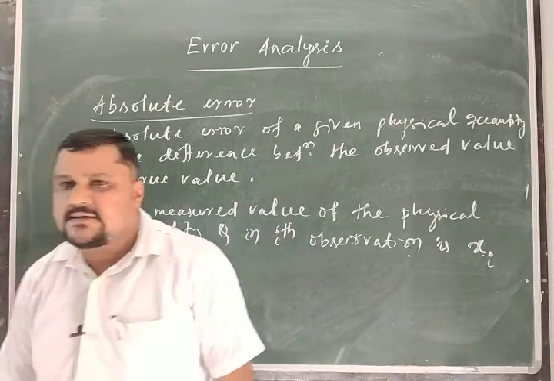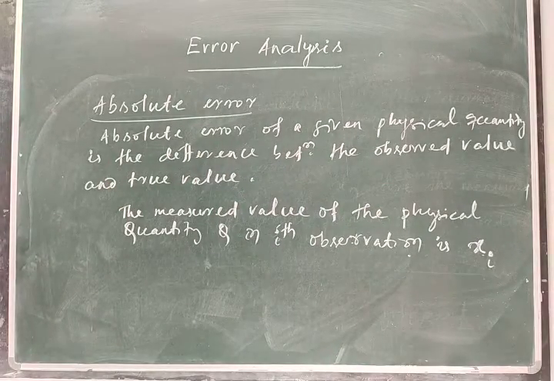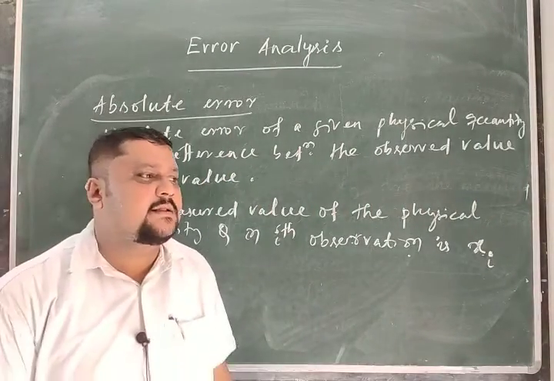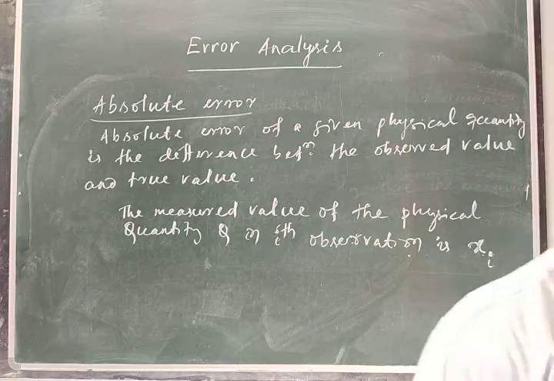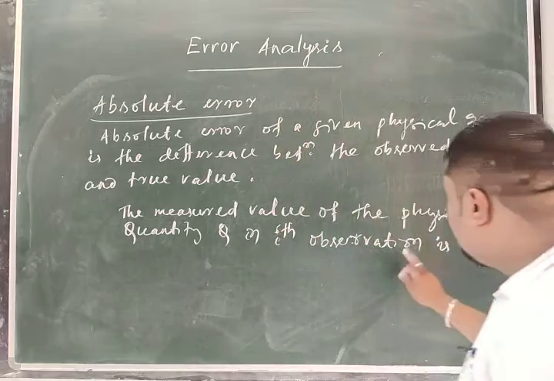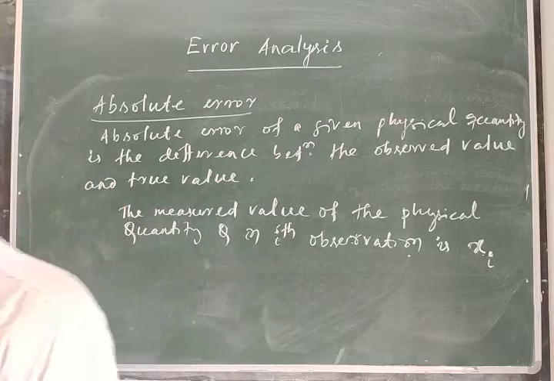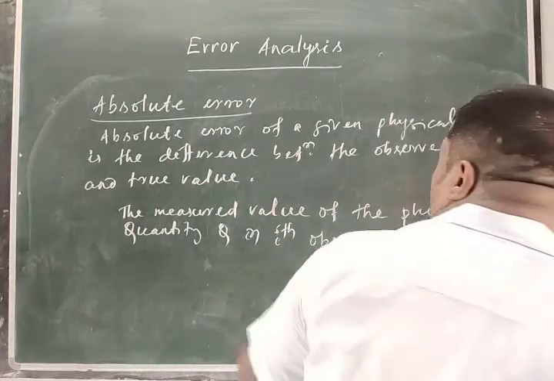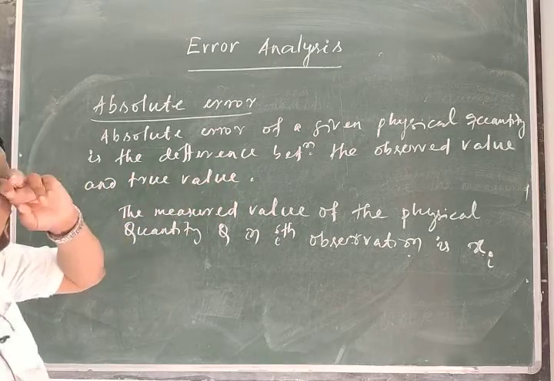Suppose I measure three times. In the third time, while measuring the length, I got the value as 3.98 cm. But the true value of that physical quantity is 3.95, meaning the mean value is 3.95, and in the third observation I got 3.98. So in the ith observation I got 3.98, and the mean or true value is 3.95. To calculate the absolute error, I take the difference between the observed value and the true value.